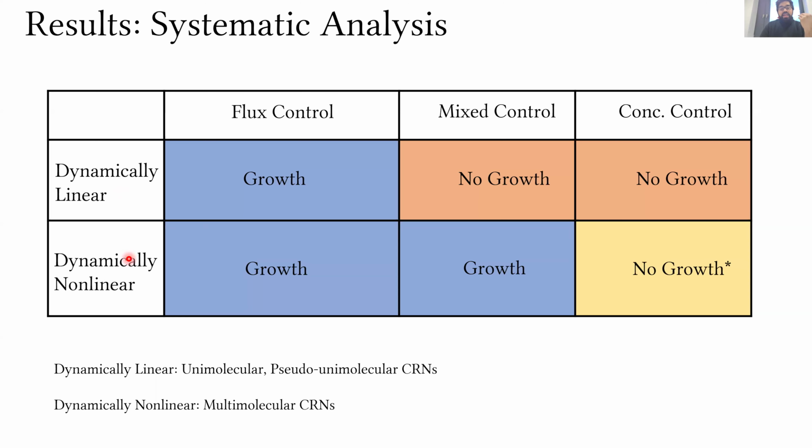And in dynamically nonlinear networks, which are multimolecular networks, we studied different examples. For dynamically linear networks, you can prove that there is no growth in mixed or concentration control, and you can show that growth happens in flux control. For dynamically nonlinear networks, we proved by examples that growth is possible here and here. That is, we found examples where growth happens here and growth happens here. And if you recall, Francisco had already shown this, so it is not that surprising.